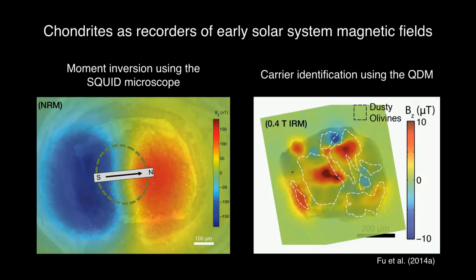And then the QDM, on the other hand, because it's at high resolution, you can see where the magnetic fields are coming from. So it's much harder to, for example, construct a net dipole moment out of this map. And also, this is an IRM in this case. Although the NRM would have been detectable as well, this is an IRM. So it's telling you where the magnetic grains are. And it turns out they match pretty well with where the dusty olivines are from optical microscopy. So that's good.